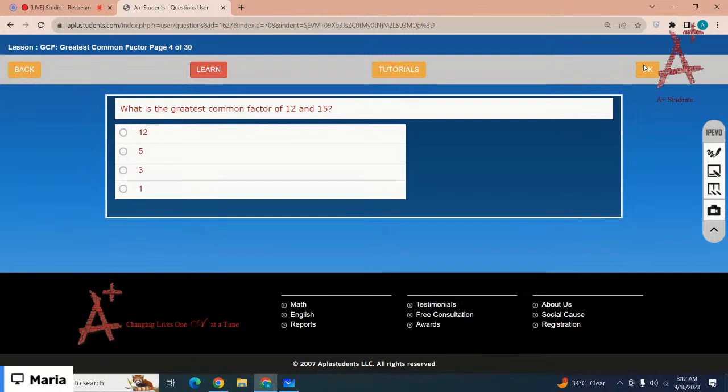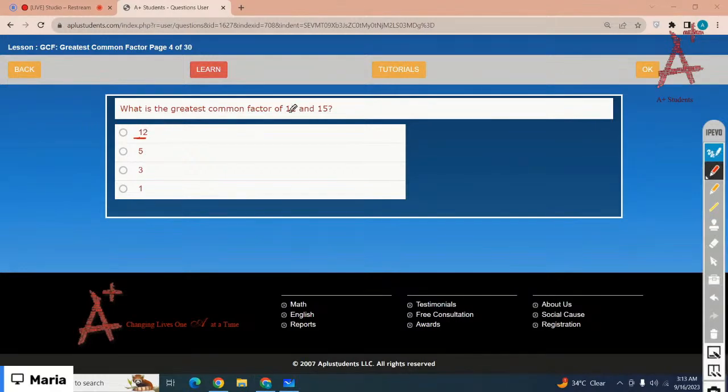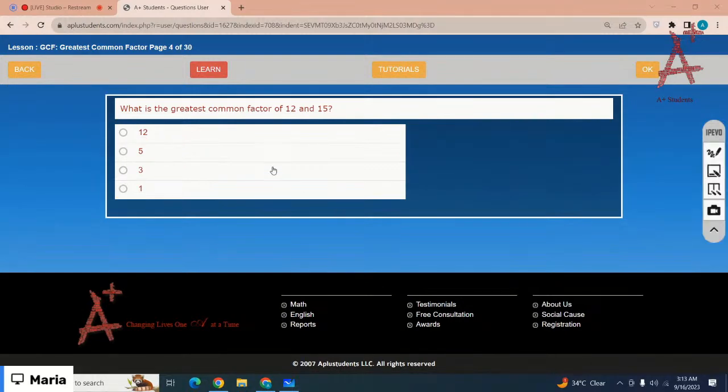What is the greatest common factor of 12 and 15? Let's find the answer from the options. You are given 4 options. Let's start with 12. 12 divided by 12, the answer is 1, yes. But 15 is not divisible by 12, you have a remainder, so the answer is no. That means 12 is not the correct option. Same thing with 5. 5 cannot divide 12, 5 can only divide 15. 3 is the correct option because 3 can divide both 12 and 15. So the greatest common factor of 12 and 15 is 3, because 3 is the number that can divide both 12 and 15. The correct option is 3.